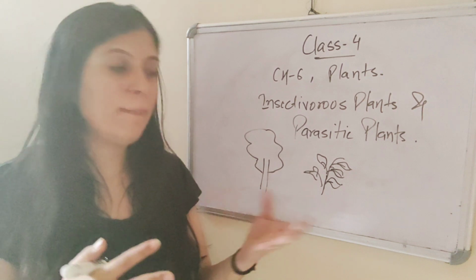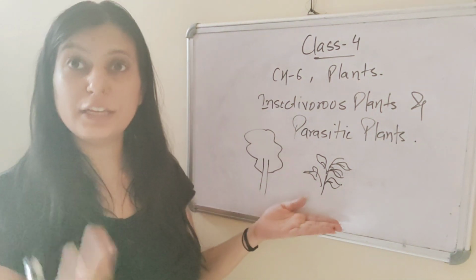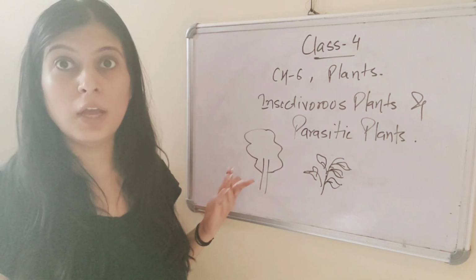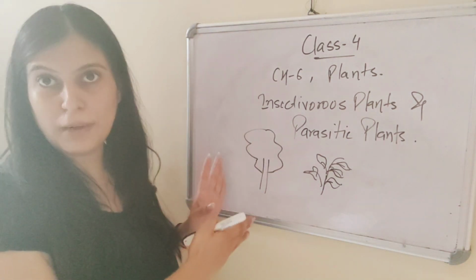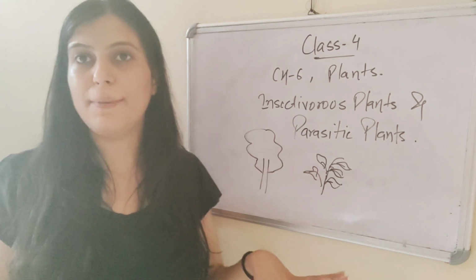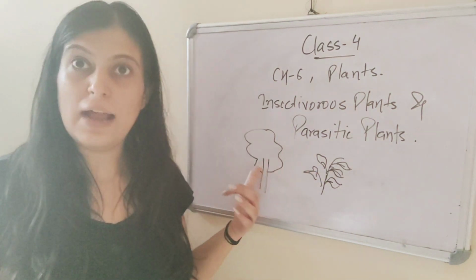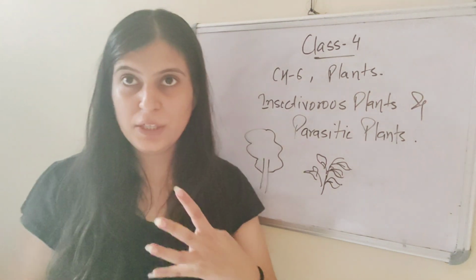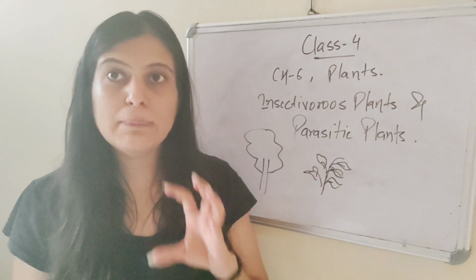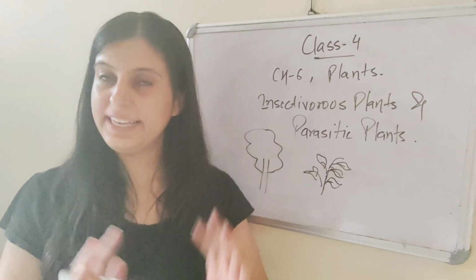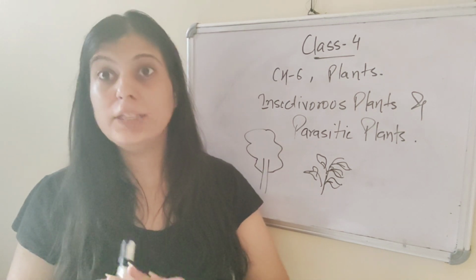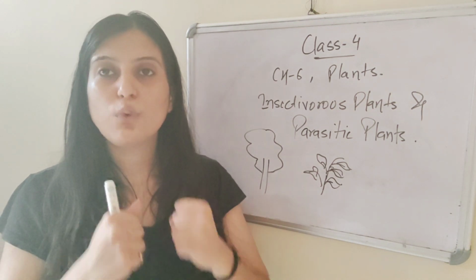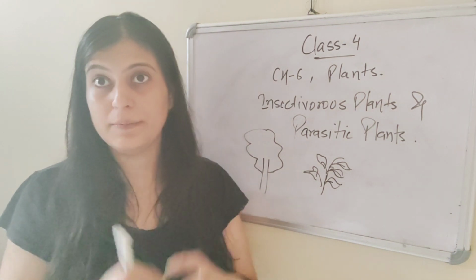This is called a parasitic plant. This plant is a parasitic plant which lives on other plants for its food. It is fully dependent on this plant for its food. It will live on this plant and get its nutrition from them. For example, mistletoe. Mistletoe is a green parasite plant. It is fully capable of preparing its own food, but it gets its minerals and water from other plants.